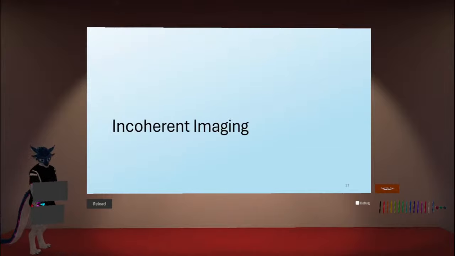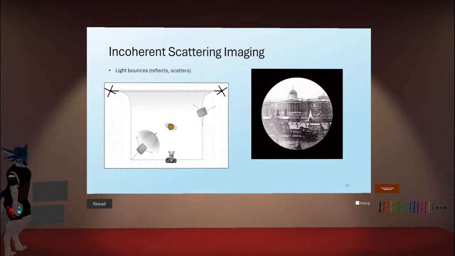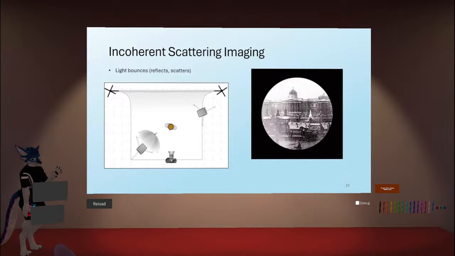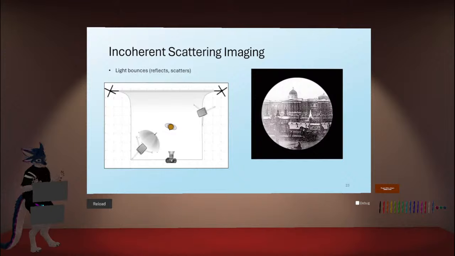Okay, so let's start. That's kind of the primer. Incoherent imaging. So incoherent imaging, this is what everyone's aware of. This isn't anything new. We're just starting from something easy. Incoherent imaging, we're taking just an incoherent piece of light.